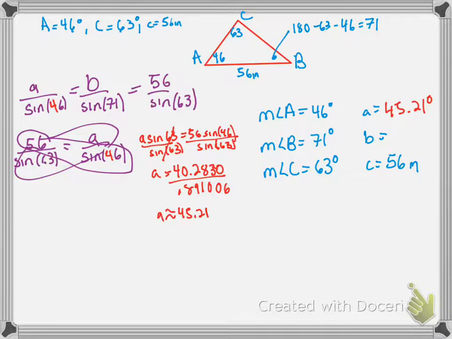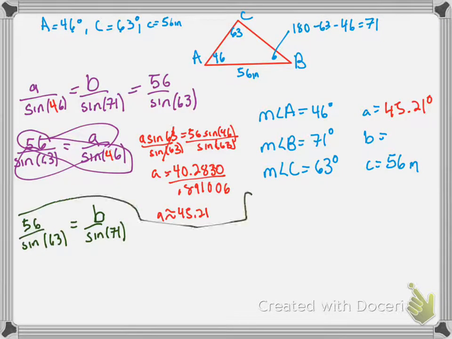Okay, now let's do the B. So B is going to be that same 56 over sine of 63 equals B over sine 71. So I end up with B sine of 63 equals 56 sine of 71. Divide each side by sine of 63.